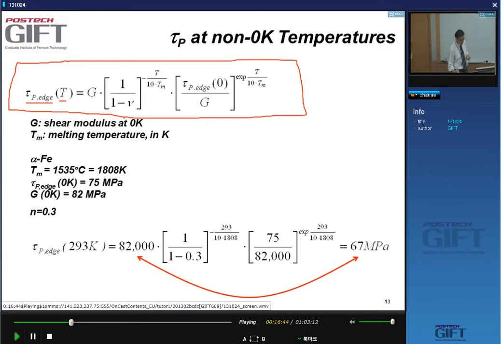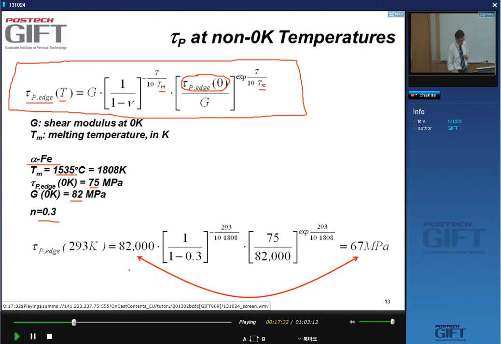And the only thing you need to know is to calculate the Peierls energy at zero Kelvin, and then know basically what the melting temperature is of iron. All right, so if we do this for alpha iron, we know what the melting temperature is, 1535. We know that we have 75 megapascal as Peierls stress for alpha iron, 82 megapascal for the shear modulus, and we also know the Poisson ratio of 0.3.